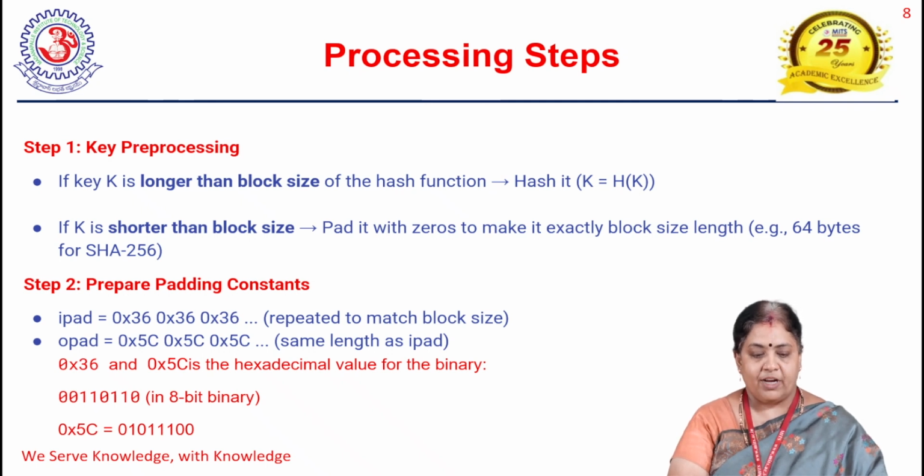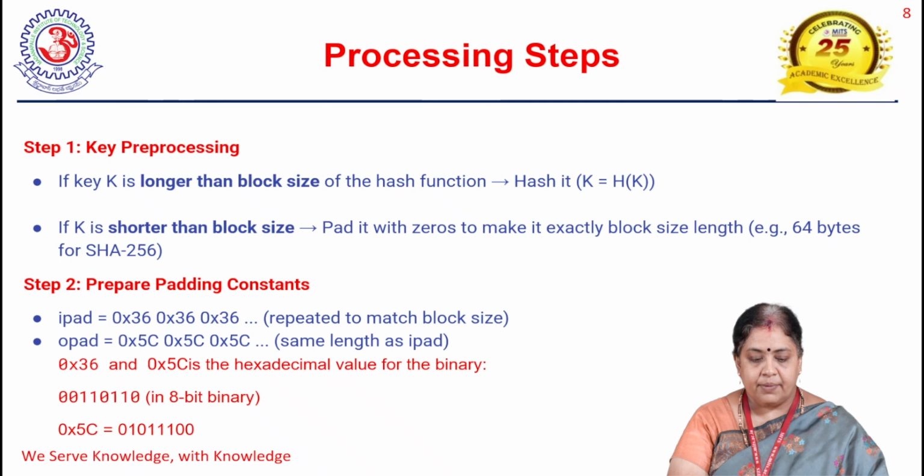In step 1, we are going to do the key processing. That is, we are going to take a shared key. If the key is longer than the block size of the hash algorithm, as we already know that a hash algorithm divides the messages into equal blocks, then we hash it directly. Otherwise, we pad it with zeros to make it exactly the block size length. So the key size should be equal to the block size of the hash algorithm.